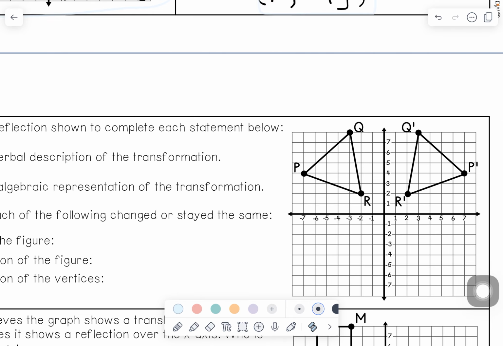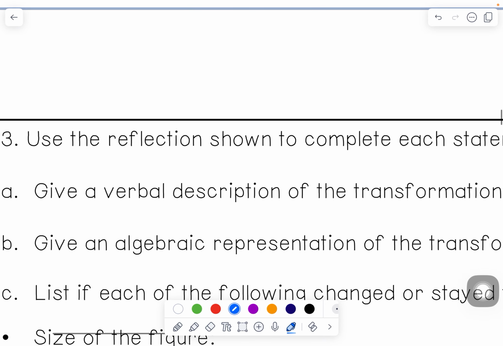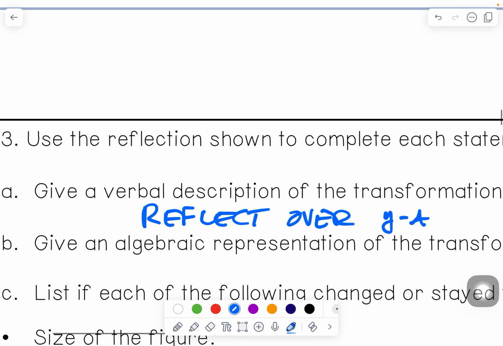The orientation of the figure changed. Okay, and what we mean by that is it's still a triangle, yes, okay, but notice how the R prime is pointing down and to the left, whereas the R is pointing down and to the right. So the orientation of the figure changed.